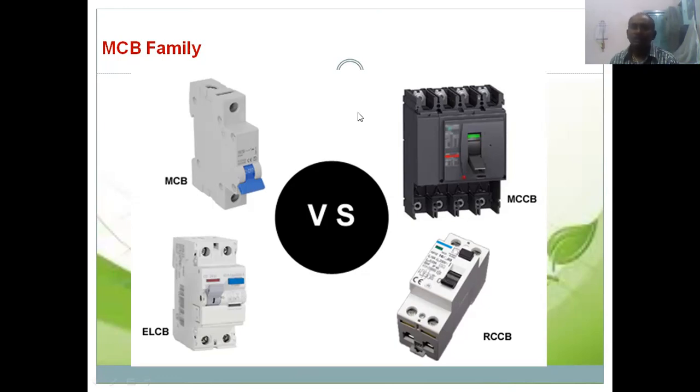These three are special purpose devices used alongside the MCB. The MCB we can use up to 100 amperes. More than 100 amperes we can opt for the MCCB, and for any earth leakage we can use the ELCB, and for leakage and fire accident protection we can use the residual current circuit breakers. Let us see one by one in small detail.